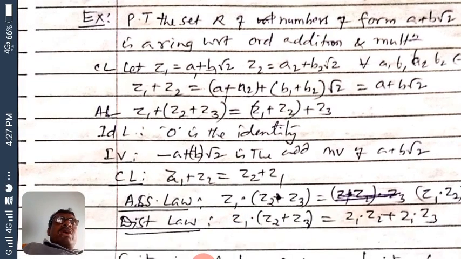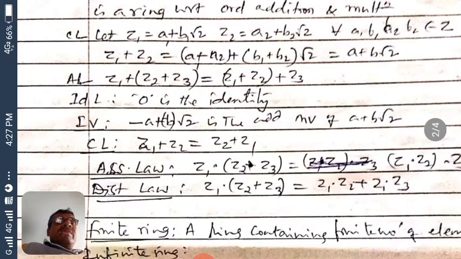And lastly, the commutative law: for all z1 and z2 given, z1 plus z2 is z2 plus z1. Thus, it is an abelian group under addition. Then the associative law under multiplication. That is our second axiom. z1 into z2 into z3 is always z1 into z2 into z3. Therefore, the associative law is satisfied. Then the distributive law.